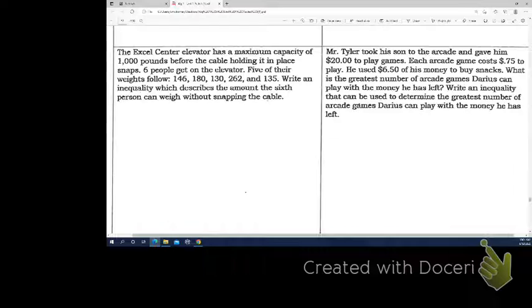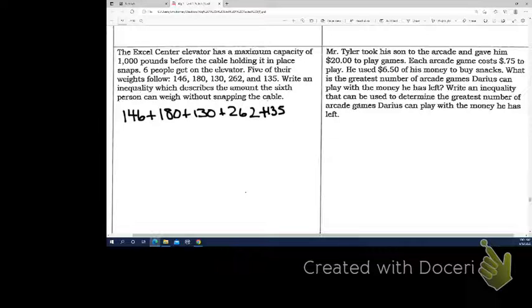Any ideas on how we're going to set that up? So we're going to add up all these people who already got on, right? I've got someone who weighed 146, 180, 130, 262, 135. I've about run myself out of space.